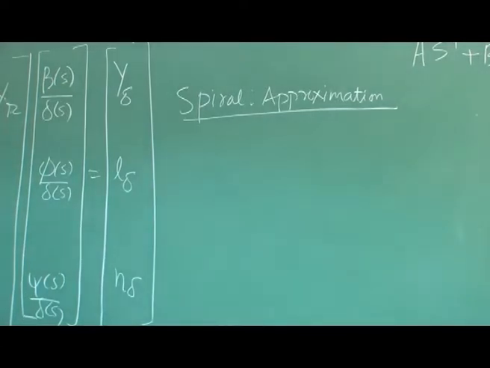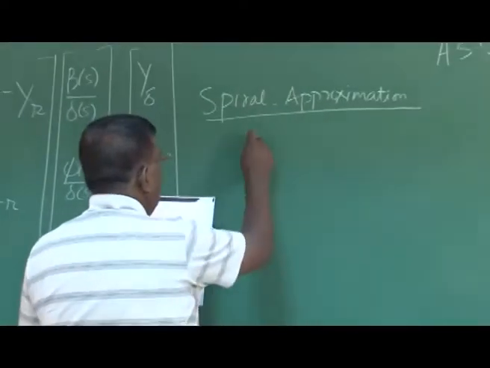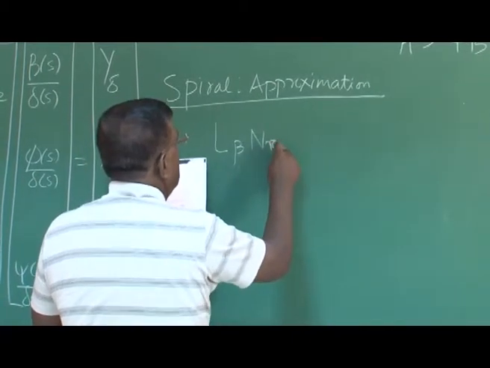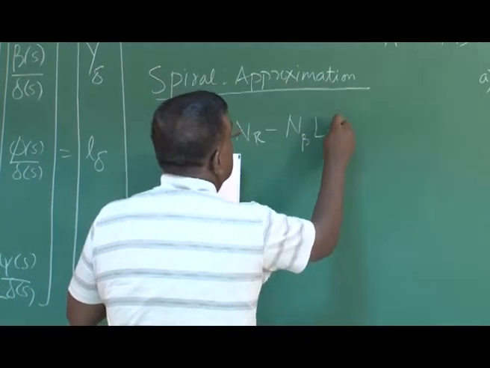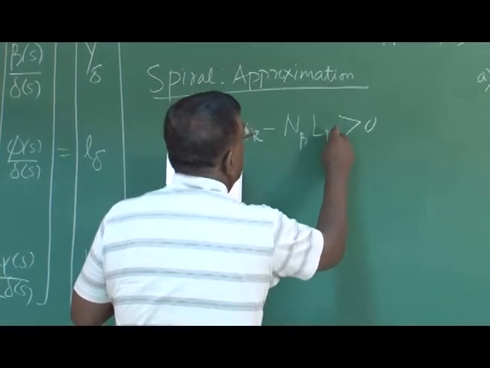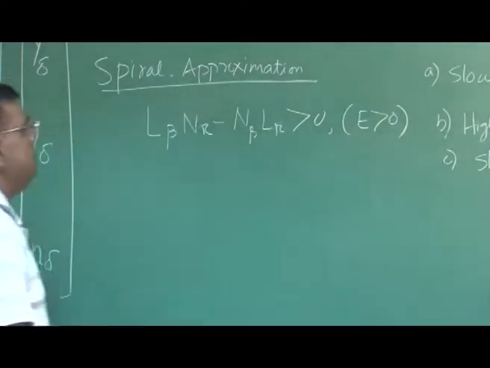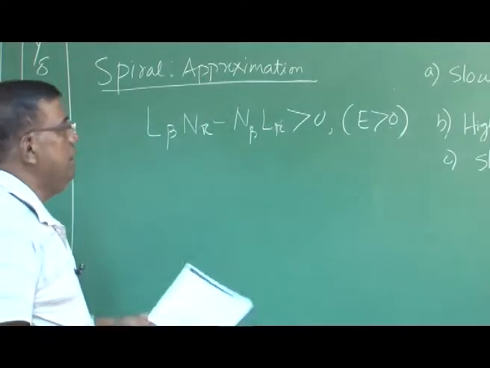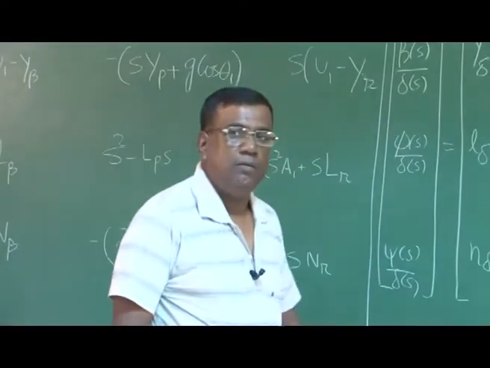Before we go for a spiral approximation, please remember we found out a condition: L beta N r minus N beta L r greater than 0. Remember, this was from the condition E greater than 0. We said if E is greater than 0, then it will not suffer from any spiral mode divergence. Right? First of all, let us understand what a spiral mode is.